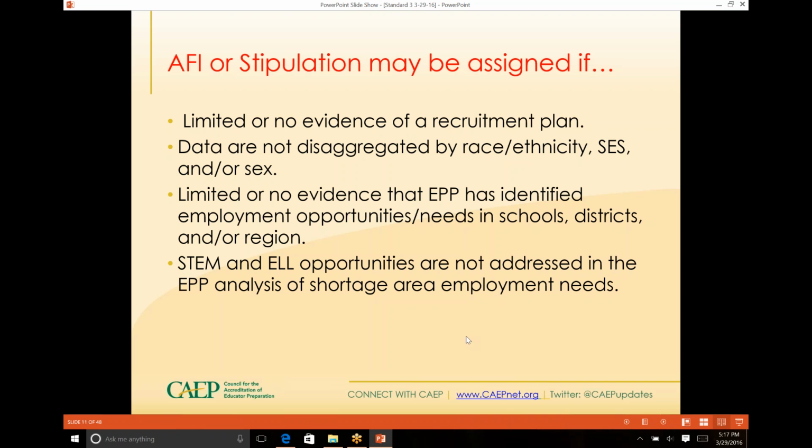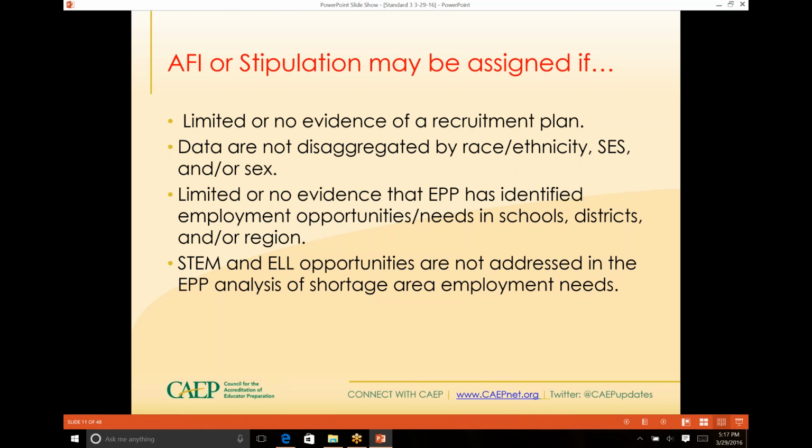Now, I want to pause for a second because I'm assuming that everybody knows what an AFI and a stipulation are. So let me simply state that an area for improvement is, if you'll allow the terminology, a weakness that could be improved in your preparation program. A stipulation is a really strong weakness. It's an area that is of concern to the reviewers about your meeting the CAEP standard and could well result in not meeting the standard if it accumulates, and you'll see that at the end of this PowerPoint.